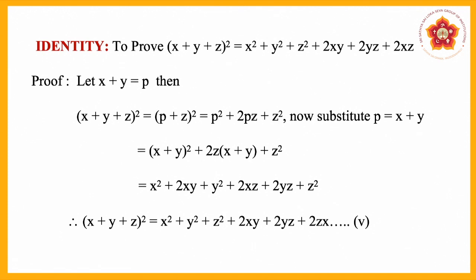Now let us rearrange the terms. So we will get a formula. Therefore, x plus y plus z whole square equal to x square plus y square plus z square plus 2xy plus 2yz plus 2zx. This is an important relation. This is the square of the trinomial. This formula is helpful to solve the problems now.